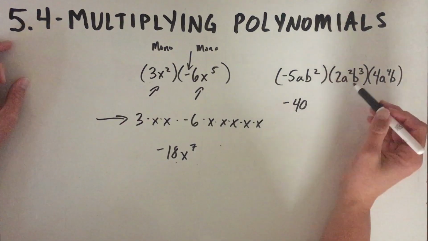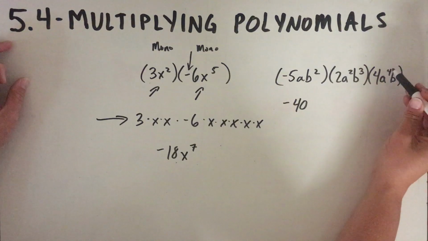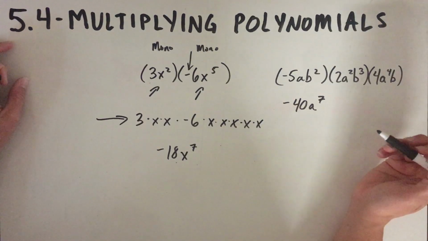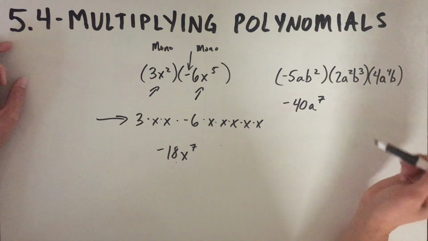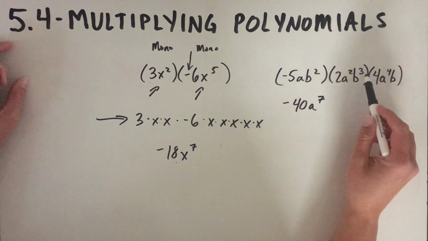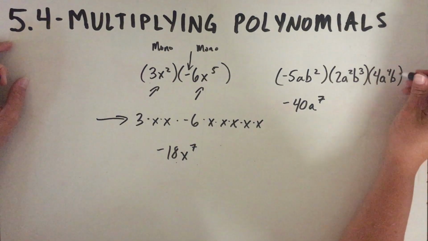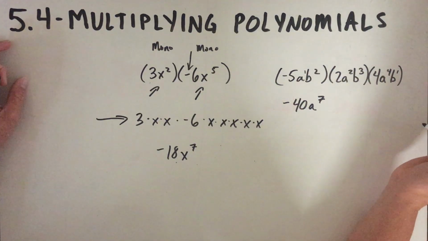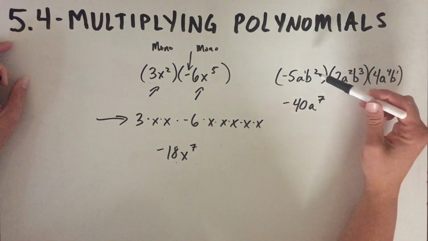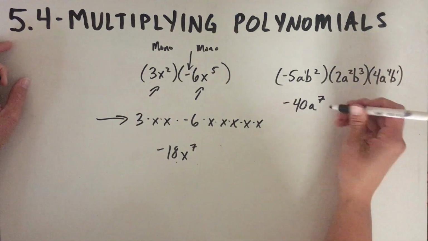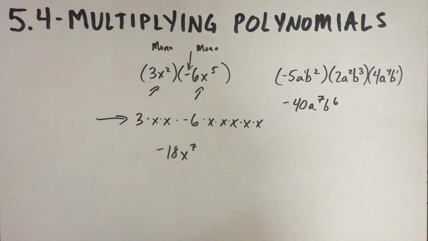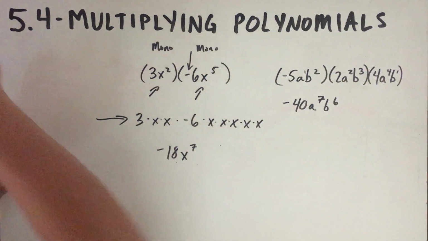Okay, and then I've got 1a, 2, 3, 4, 5, 6, 7 a's related through multiplication here. Or in other words, 1 plus 2 plus 4. Okay, and with the b's, we have 2 plus 3 is 5. Plus 1, remember if there's no exponent written, the exponent is 1. So we're going to get 2 plus 3 is 5 plus 1 is 6, so we have b to the sixth. Okay, so this is another example of monomials times monomials.